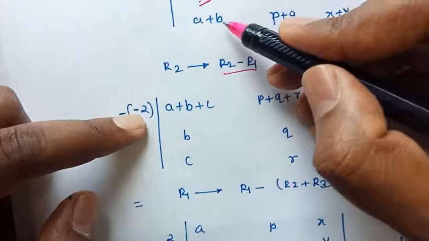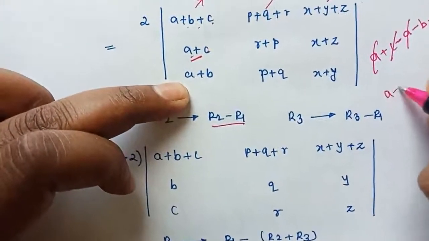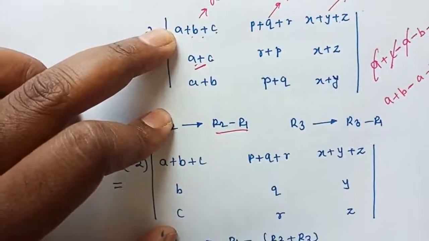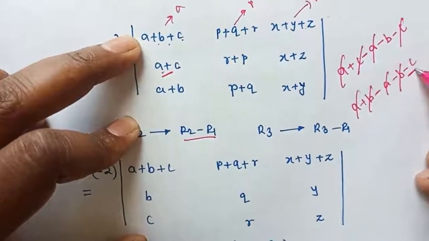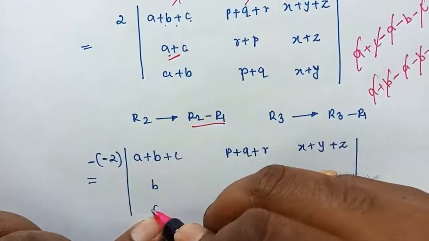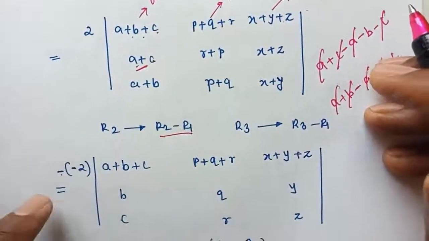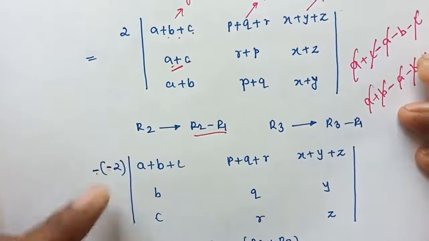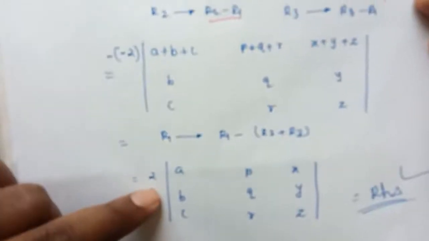Same thing I will do to R3. So R3 minus R1, so I will get A plus B, and R1 element is minus A, minus B, minus C. Here plus A and minus A, plus B and minus B, so minus C is coming. So I took minus common from here and minus common from here. So this minus is for this row and this minus is for this row. So this minus will become plus. So just here will be just plus 2.